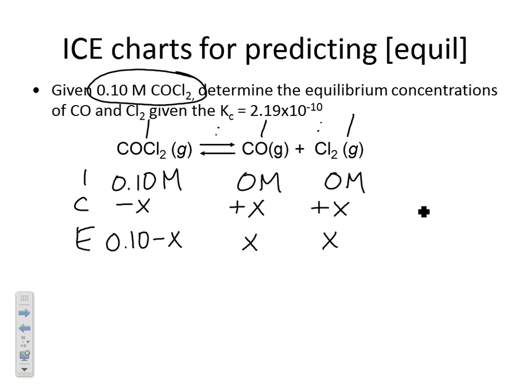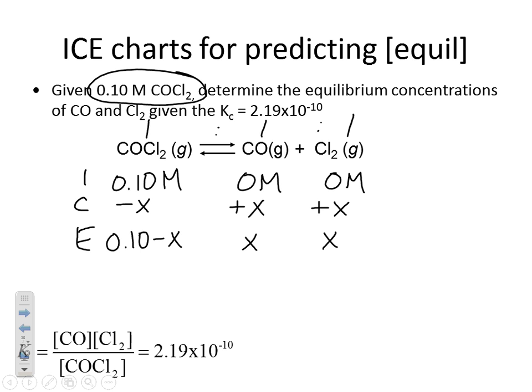And that's what I mean when I say you fill in an ICE chart as best you can. This is the best that we can fill this out. We don't know what the change is exactly, but we do know that it will be the same for each. Once I've done that, you want to go to your expression. Filling in the ICE chart is the second step of our equilibrium problem-solving process. Going to the expression and plugging in is the third step.